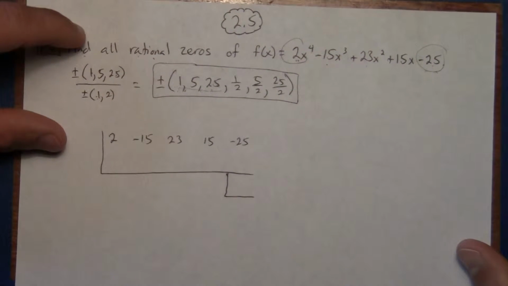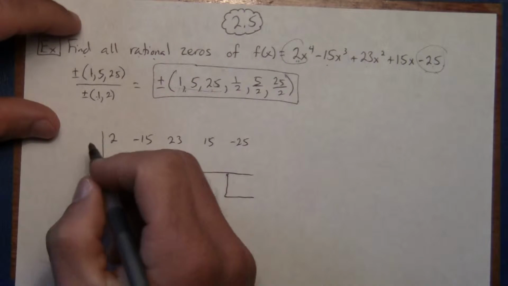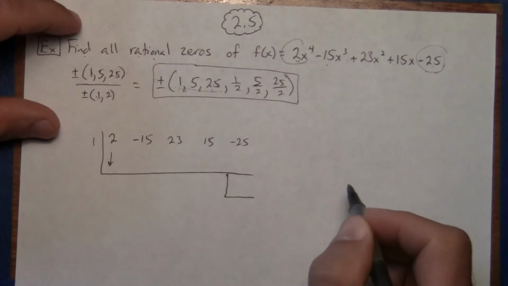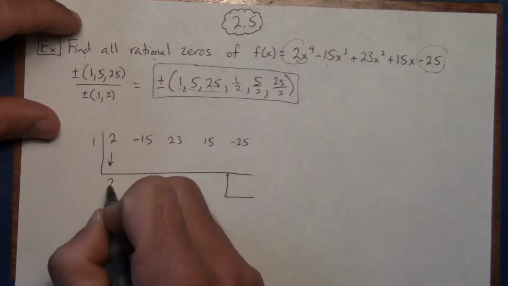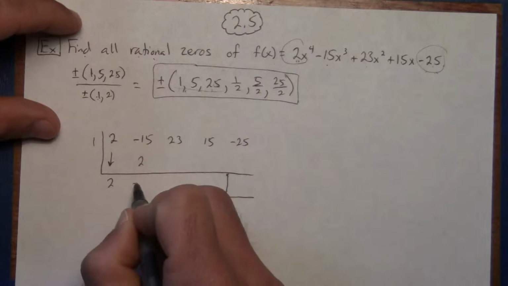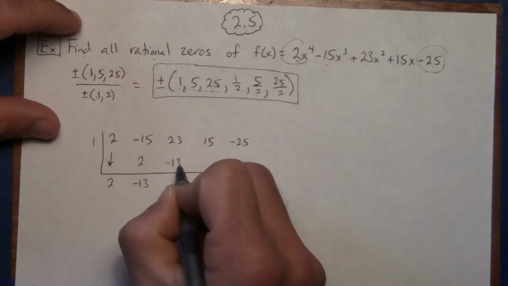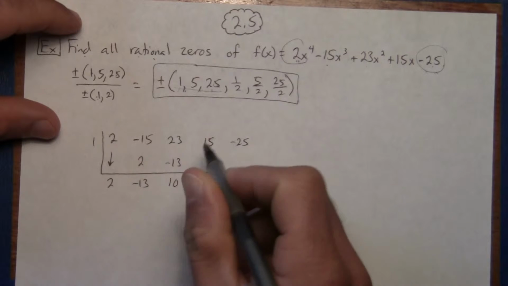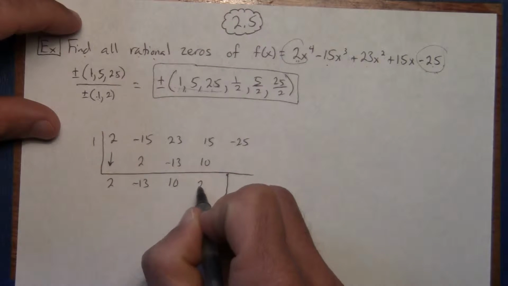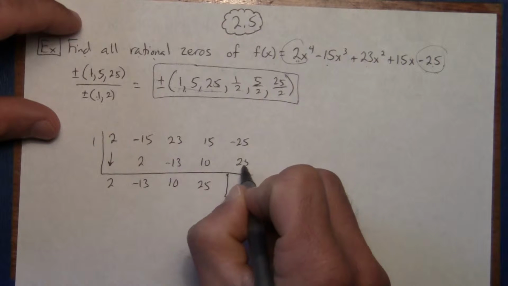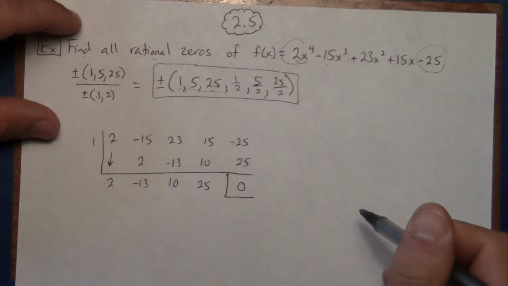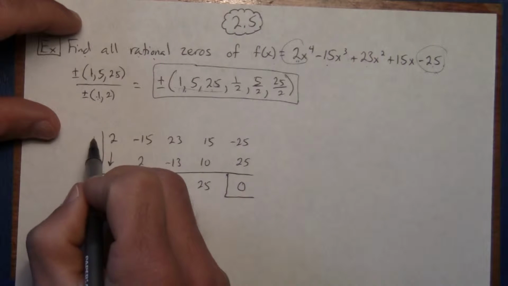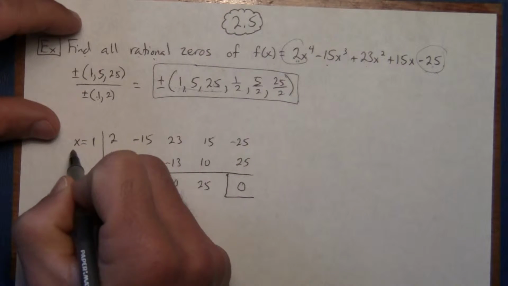So no rhyme or reason, I'm going to go ahead and pick one of those numbers, and I'm going to try 1 and run through the synthetic division, hoping that this is a 0. Alright, so I drop down the 2, multiply to get 2, add to get negative 13, multiply to get negative 13, add to get 10, multiply to get 10, add to get 25, multiply to get 25, add to get 0, and I got lucky. It happened to be the first number I tried. That's probably not going to happen all the time. Hopefully it does, but that probably won't happen. That means, remember this number. This is one of your x-intercepts, or zeros.